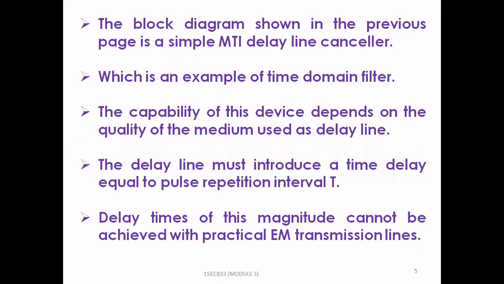The block diagram shown in the previous page is a simple MTI delay line canceller, which is an example of a time domain filter. The capability of this device depends upon the quality of the medium used as the delay line. The delay line must introduce a time delay equal to the pulse repetition interval T. Delay times of this magnitude cannot be achieved with practical EM transmission lines.